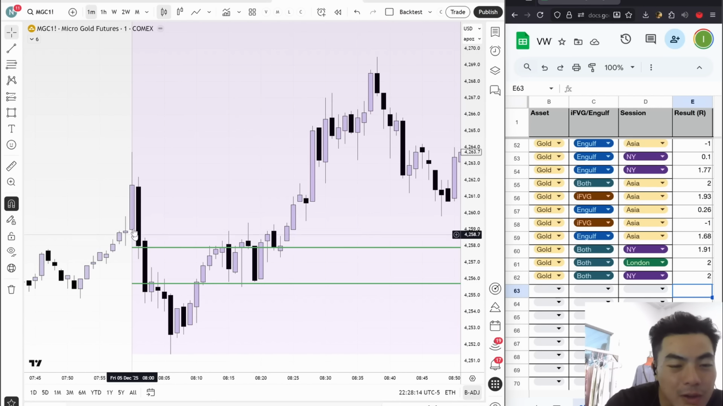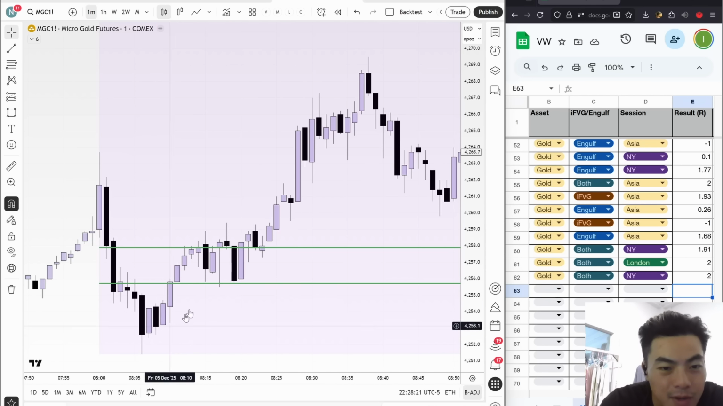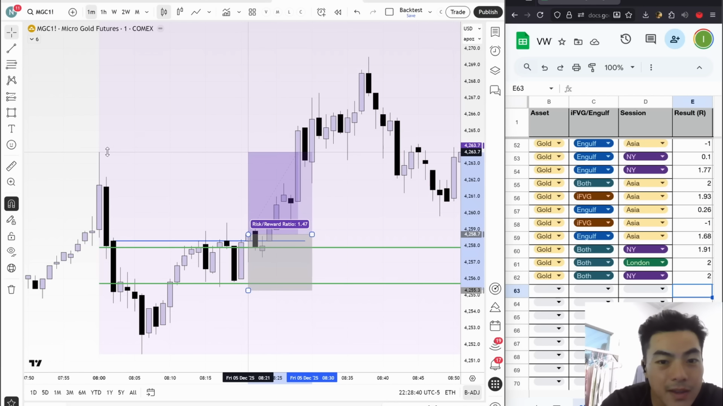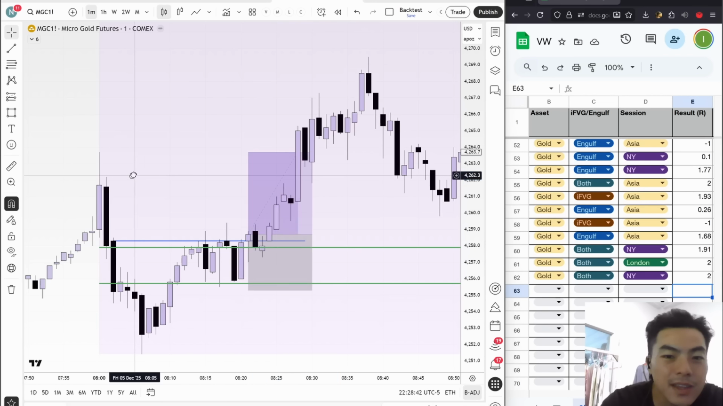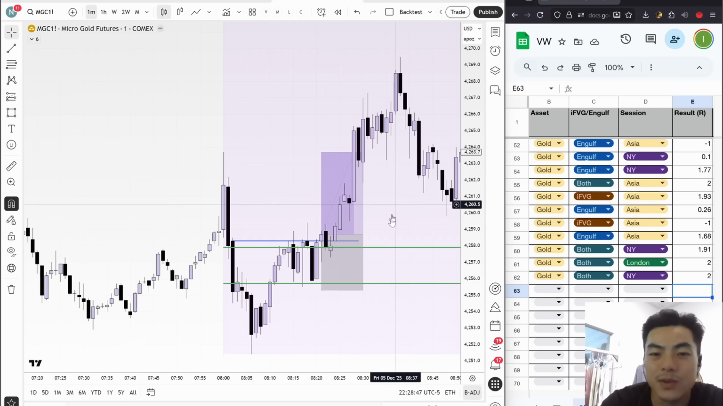8 AM candle, opens up, comes back down, keeps going further down. No fair value gaps, but this would be your candle to engulf if you wanted to enter. End up getting it here. I'd put stop at these lows, targeting that high. Yeah, I'll take that, 1.47R. Close enough to 1.5, and you do end up getting that.